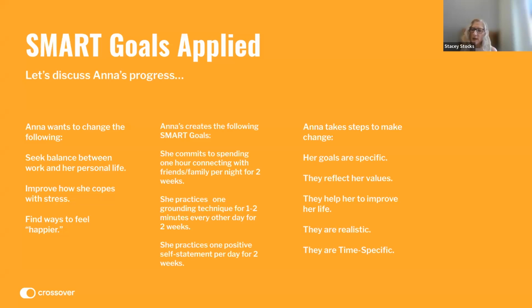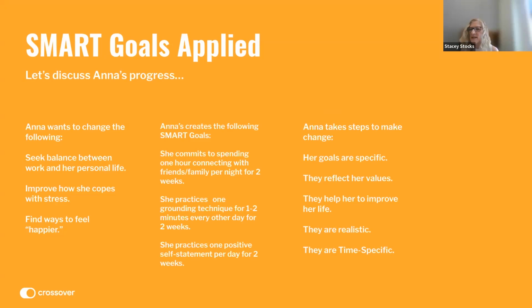She also talked about how she wanted to improve how she copes with stress. So she talked about practicing one of those grounding techniques that we had talked about, 1 to 2 minutes, every other day for the course of 2 weeks, and then looking back to see what that does to her stress level. And then finally, she wanted to find ways simply to feel happier. One of the ways we did that, especially once she was able to use some of that diffusion technique Josh had mentioned, is to identify and practice saying one positive self-statement about herself to herself each day, again, for the course of 2 weeks.